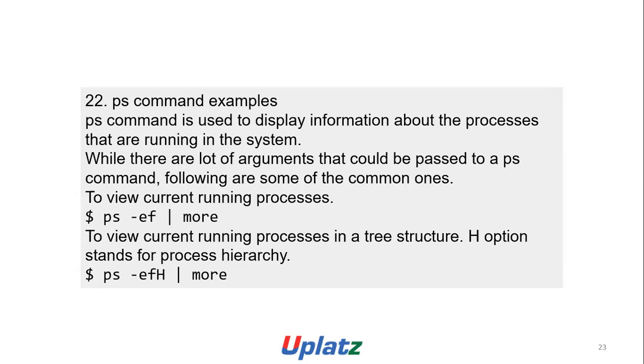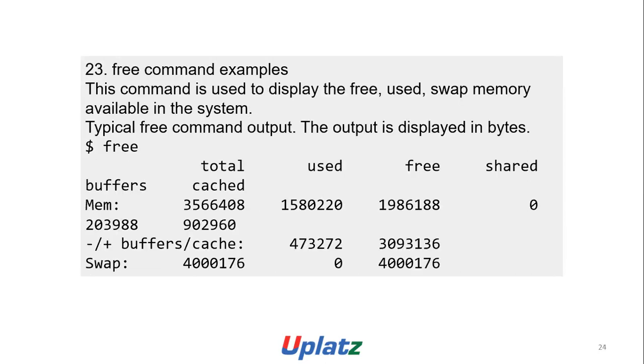PS command examples: the ps command is used to display information about the processes that are running in the system. There are a lot of arguments that can be passed to ps; following are some of the common ones. To view currently running processes, ps -ef | more. To view running processes in a tree structure, the H option stands for process hierarchy, ps -efH | more.